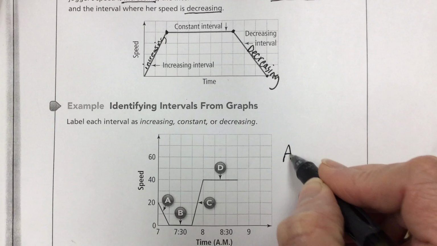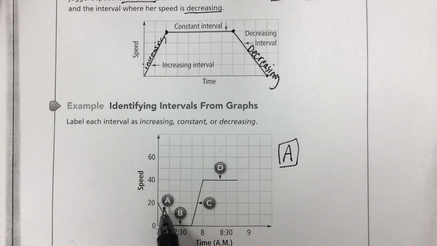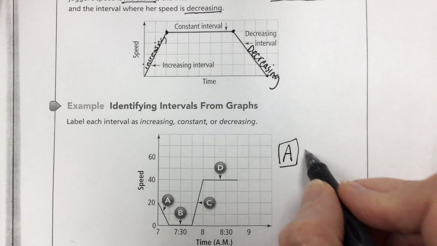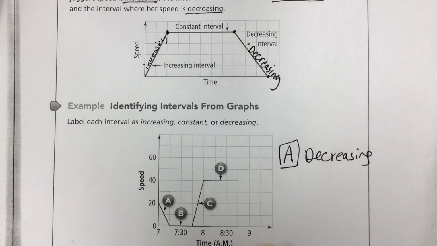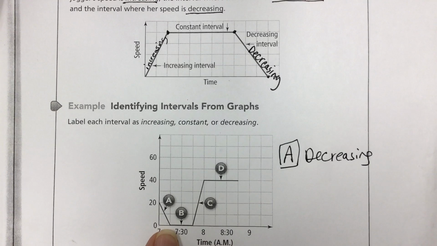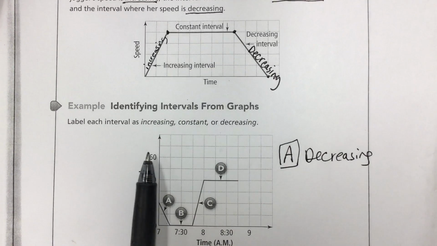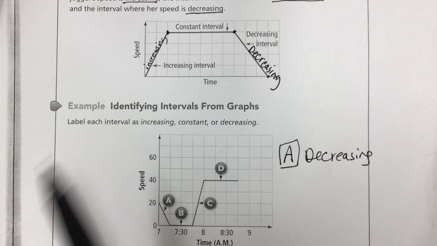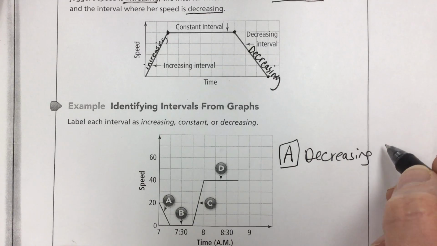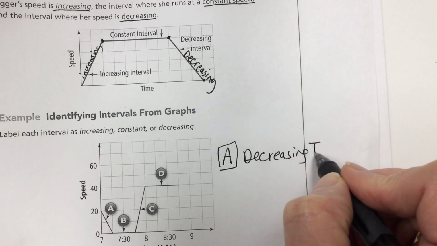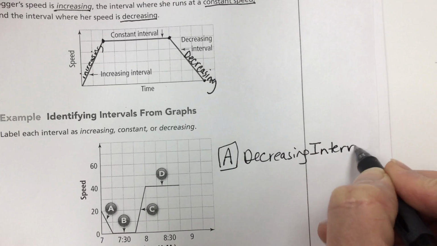So let's look at A. A starts at 20 and it's going down to the right. Down to the right means decreasing. So for A, the interval is decreasing. Remember, you always start on the far left of your graph. And if it's going downward to the right, it is decreasing. Okay? So this is a decreasing interval. We could name it decreasing interval.